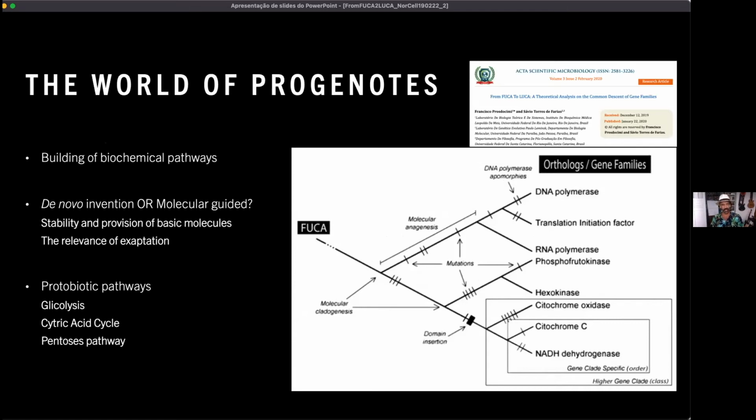And there are two questions. Did those pathways evolve by de novo invention, from nothing to something, or were they guided somehow by the physical nature of molecules, okay? We believe that both things happened, but we believe, and there is evidence about this again, that they were guided. And how did the prebiotic molecules guide the evolution of metabolism?